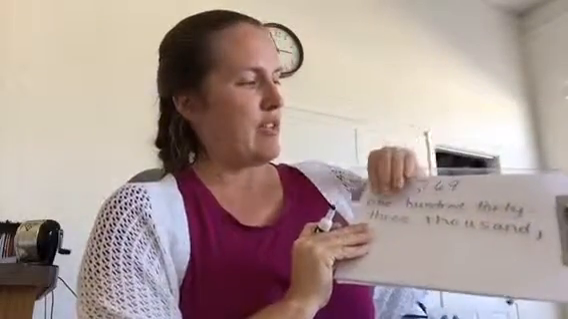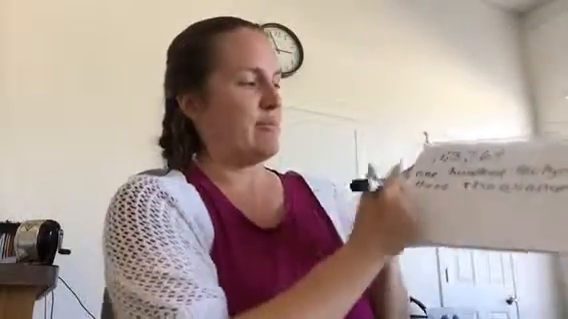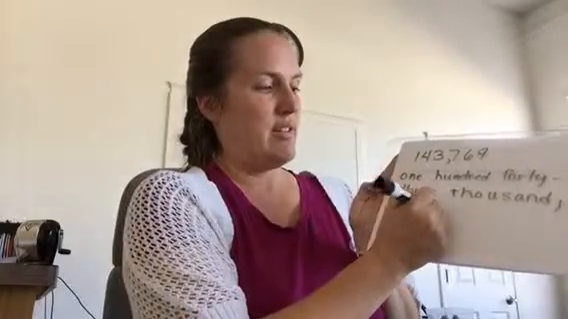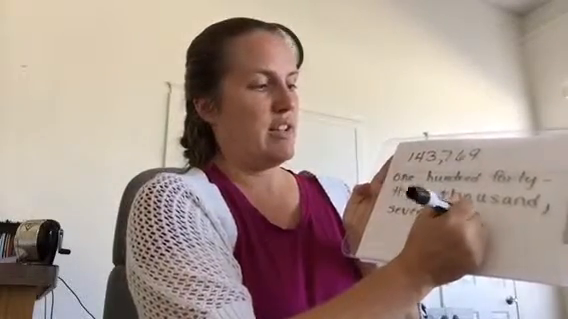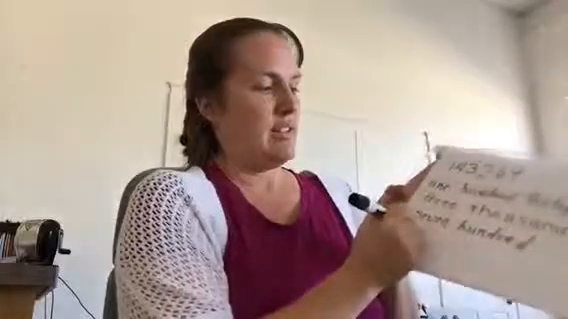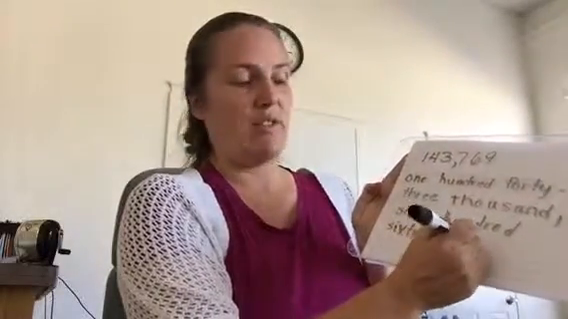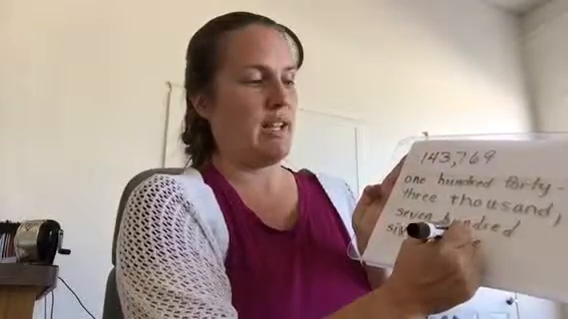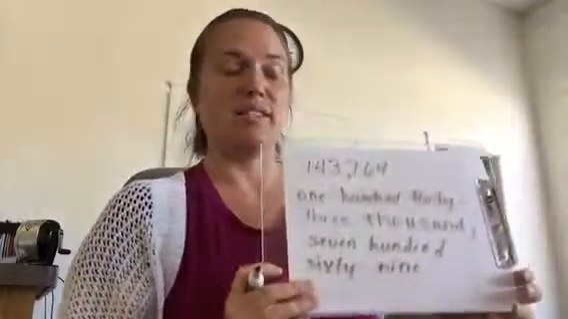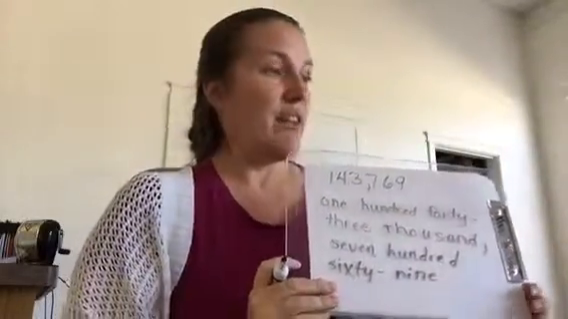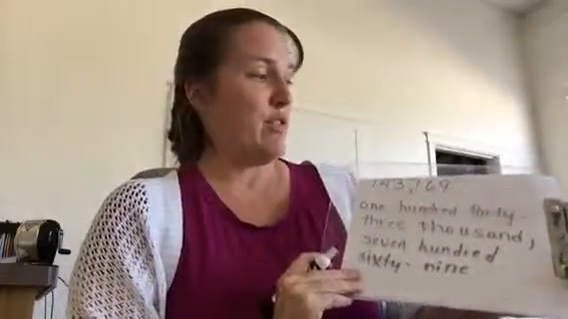Then I'm going to look at the second group here, 769. 760 hyphen. The hyphen is because that number is between 21 and 99. 69. All right, that's how you write one of those large numbers out.